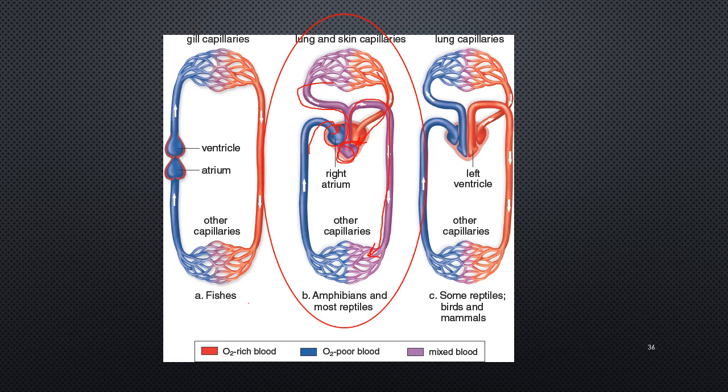So it's not quite as efficient as a 4-chambered system, which keeps the two circuits separate, but it seems to be sufficient for these amphibians. So this is where we have a 3-chambered heart system, and it's a closed system, but it is a 2-loop process. You have your loop up here and your loop down here.